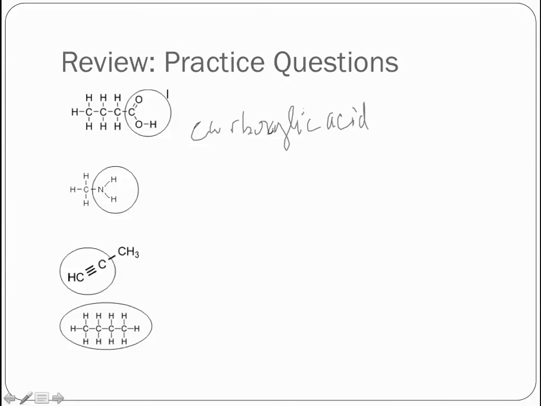And if you are a superstar, you can go 1, 2, 3, 4 carbons. So remember, my mother eats peanut butter, so 4 would be butanoic acid. All right, this one is an amine group. And again, you want to name the number of carbons, so there's 1, so this would be methylamine.